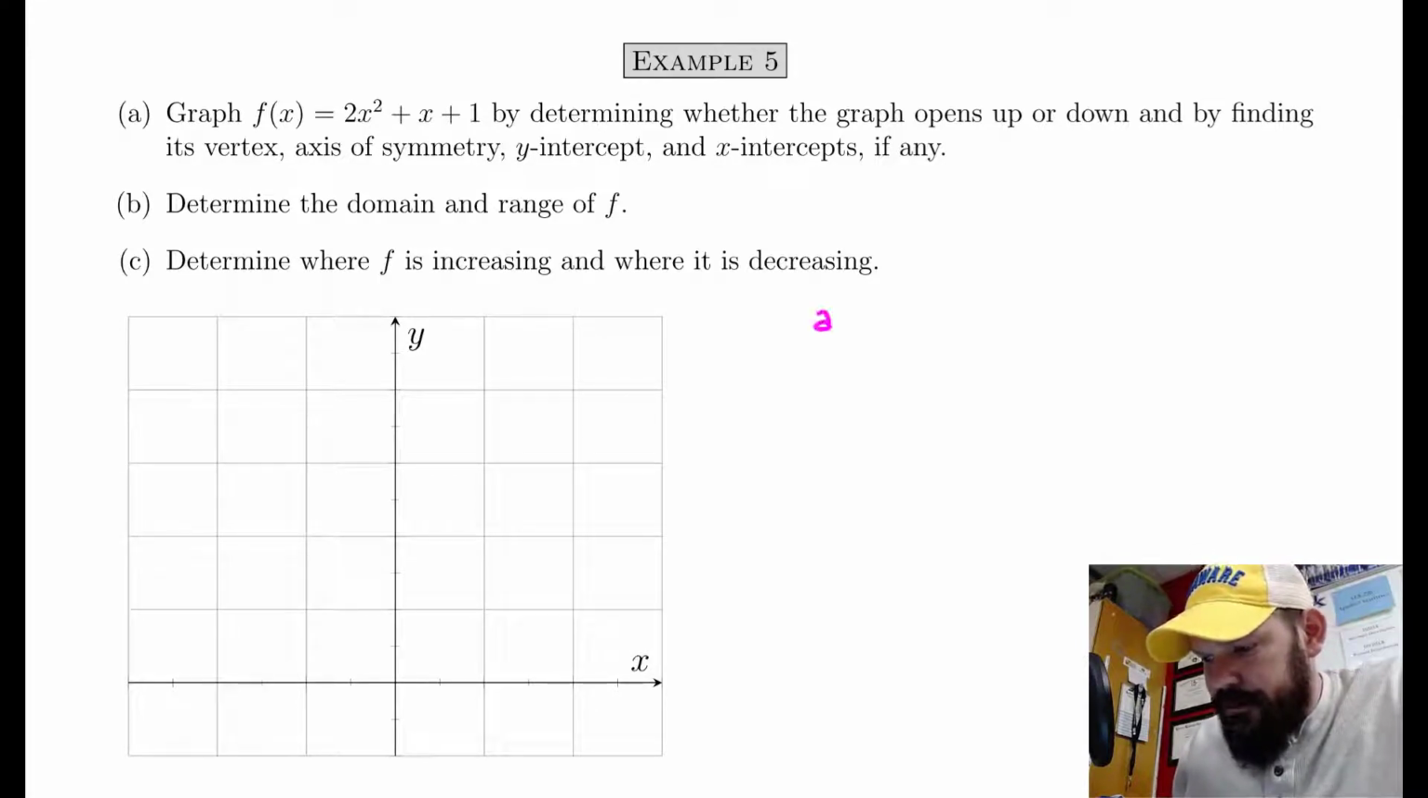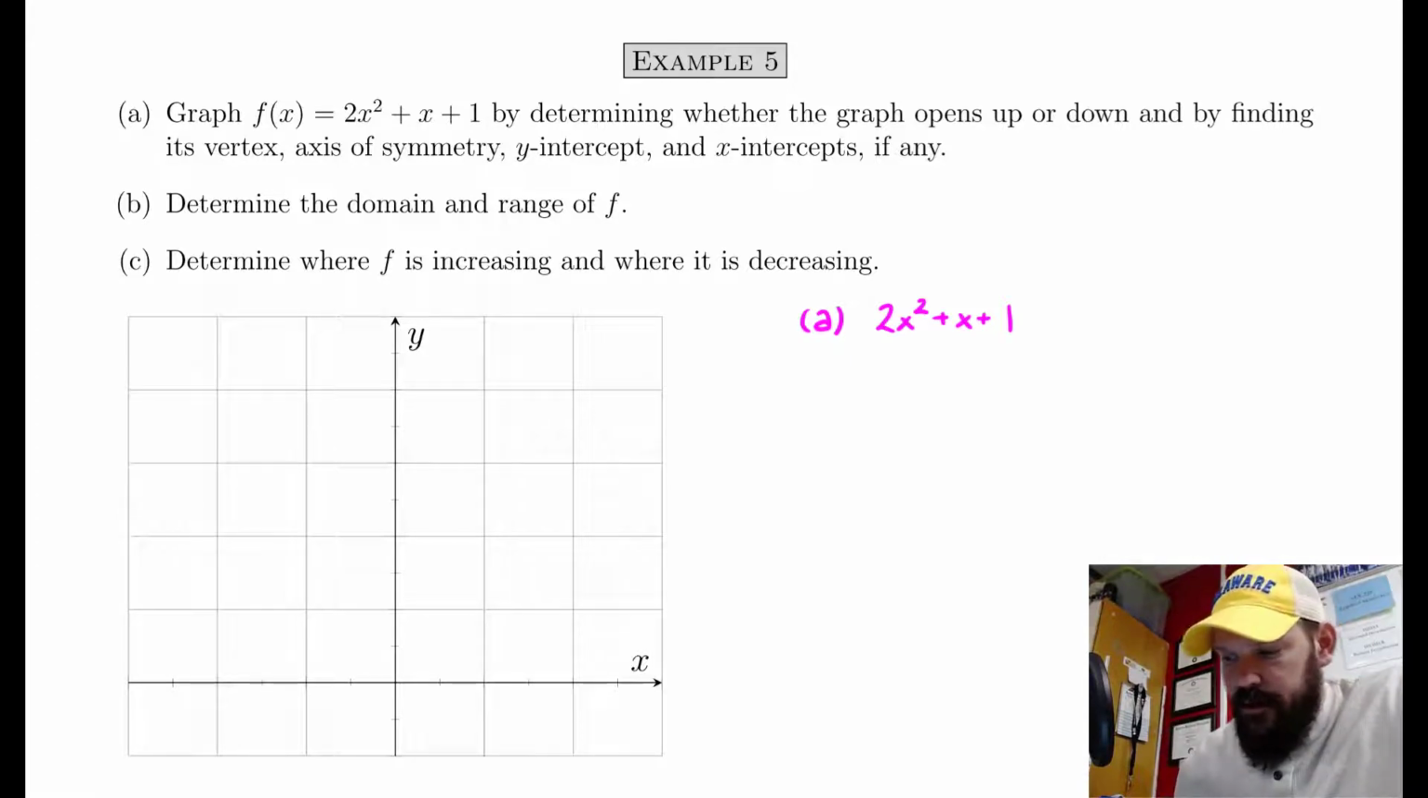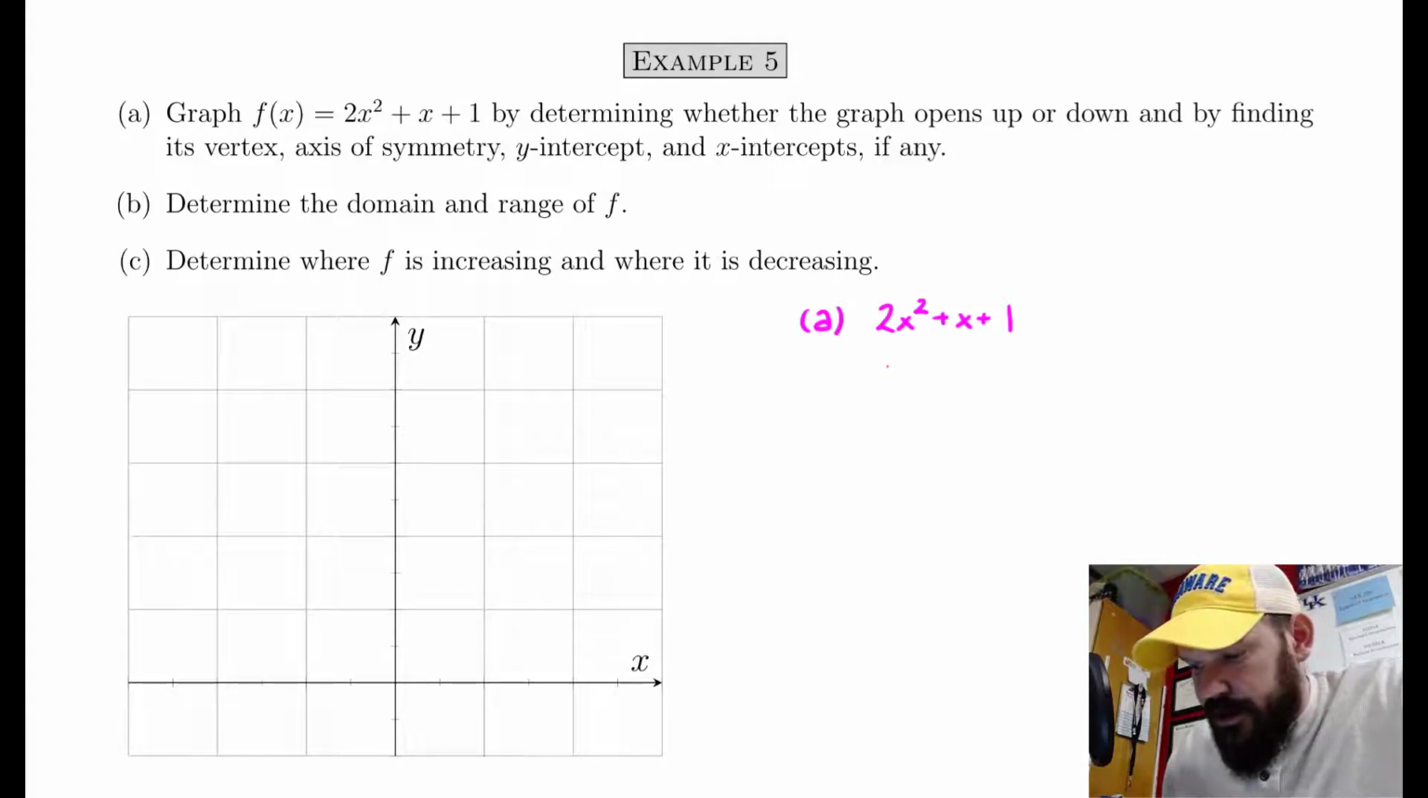So for part A, the given function is 2x squared plus x plus 1. Determine whether or not that opens up or down. Well, that's easy to determine because the coefficient on x squared is positive, so we know that this graph does open up.